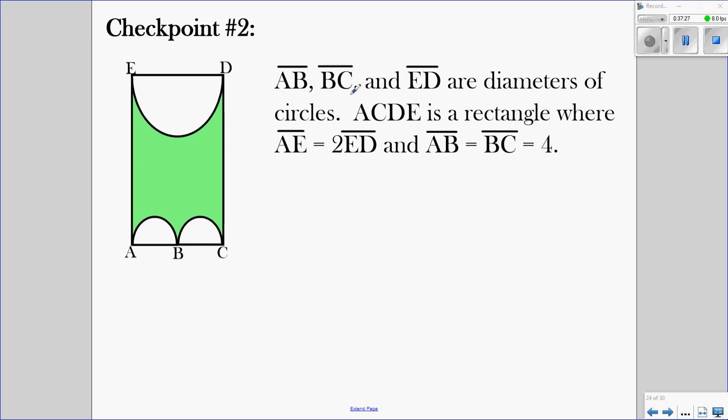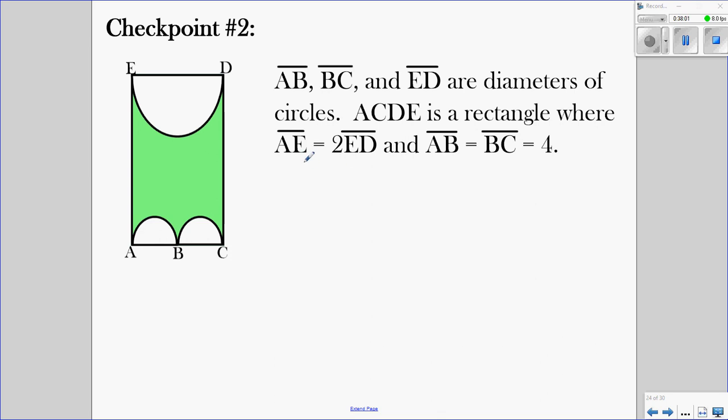So we have AB, BC, and ED are diameters of the half circles. So ABCDE is a rectangle where AE equals 2 of ED, 2 EDs, and AB equals BC, which equals 4. Sounds like a lot of things going on. So let's just take it one step at a time. They're saying that these are the diameters for each of the semicircles. Okay, this is a rectangle.